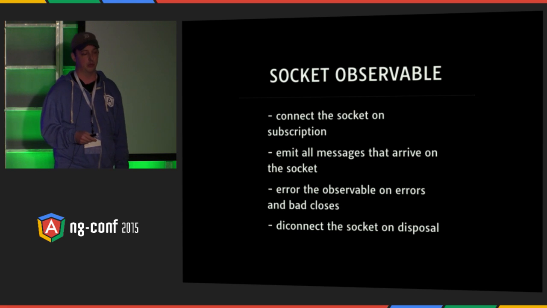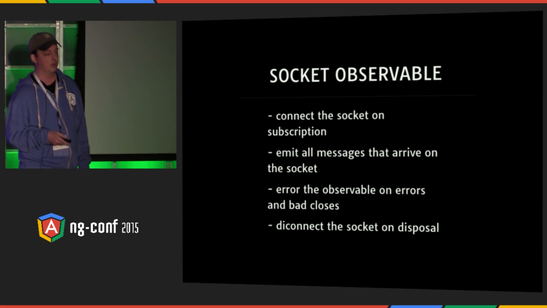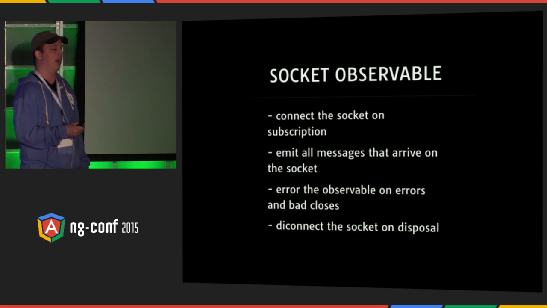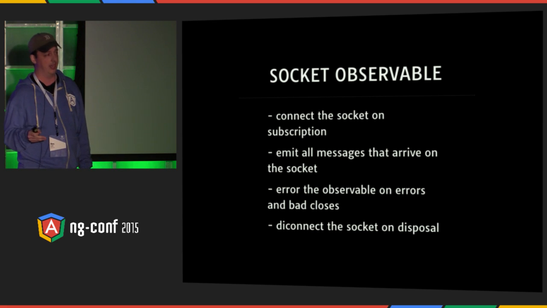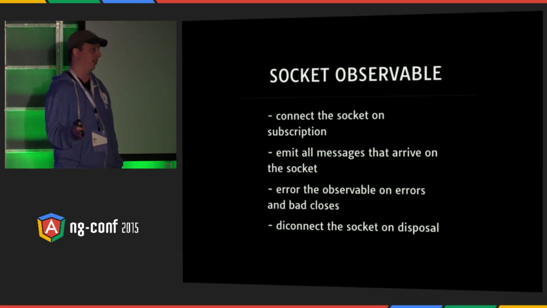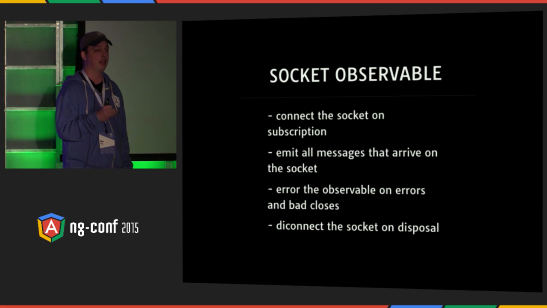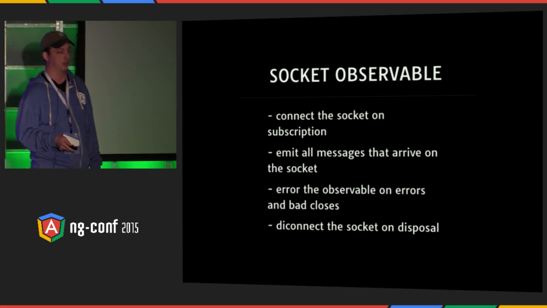Actually two observables. The first one I worked on was a socket observable. A socket observable is very simple. When you subscribe to it, it creates the socket connection. Then it emits all messages that arrive on that socket. When it receives an error or a close event, it'll emit an error. And it'll also disconnect the socket on disposal.